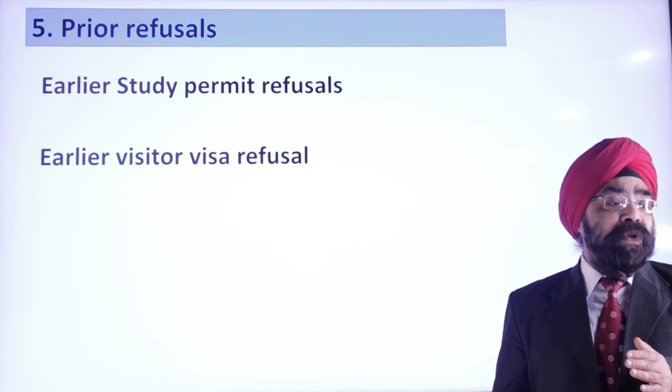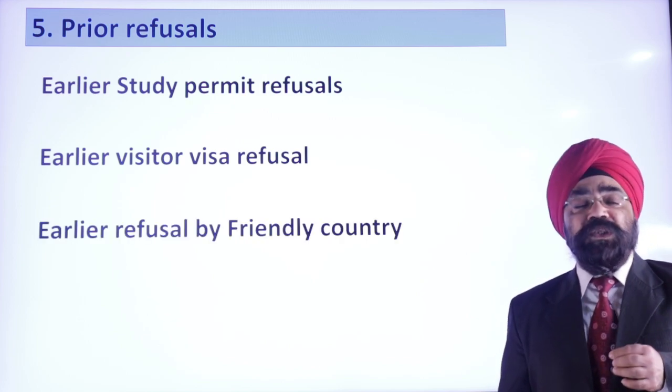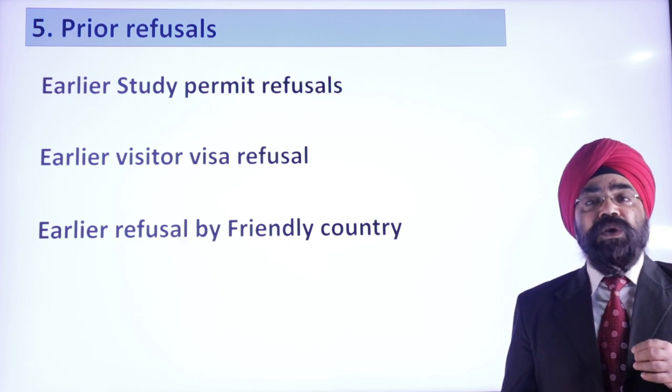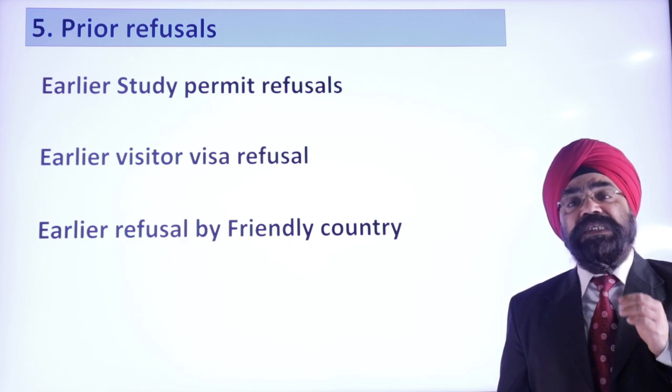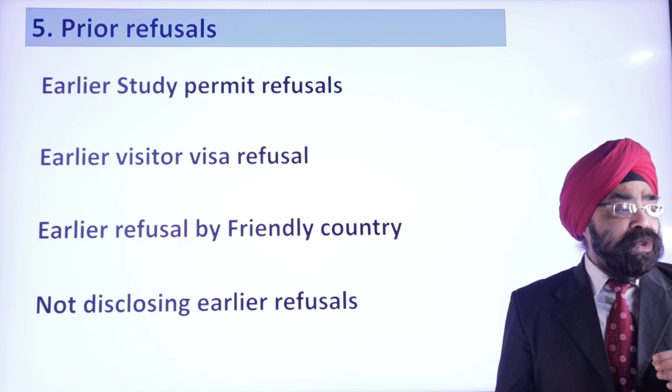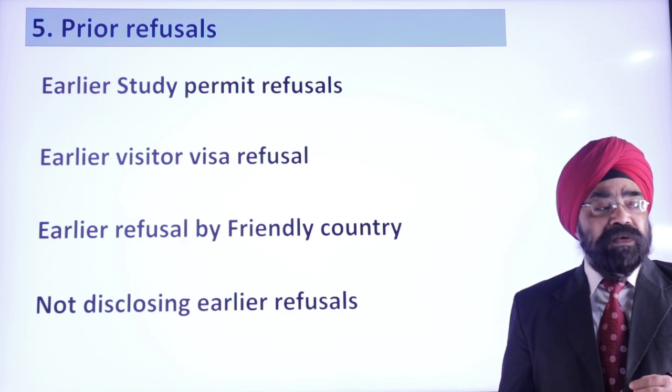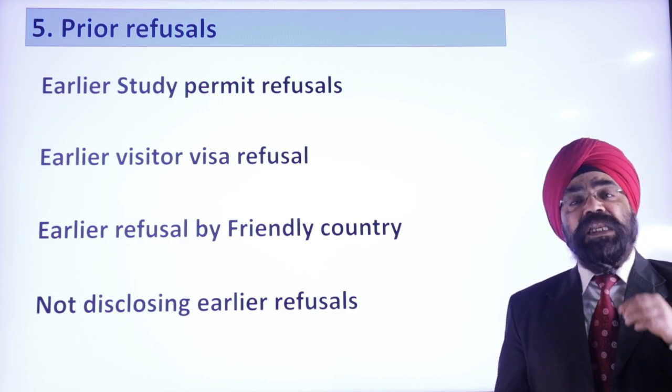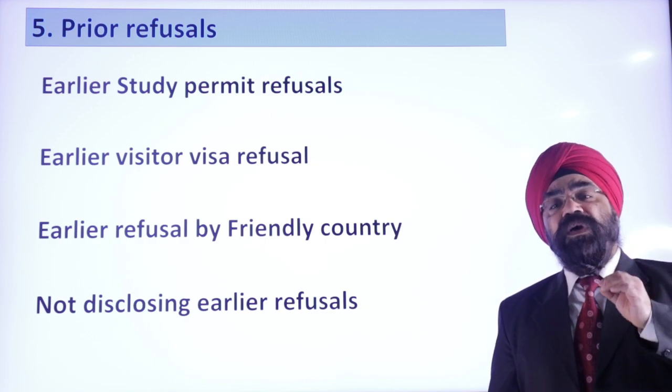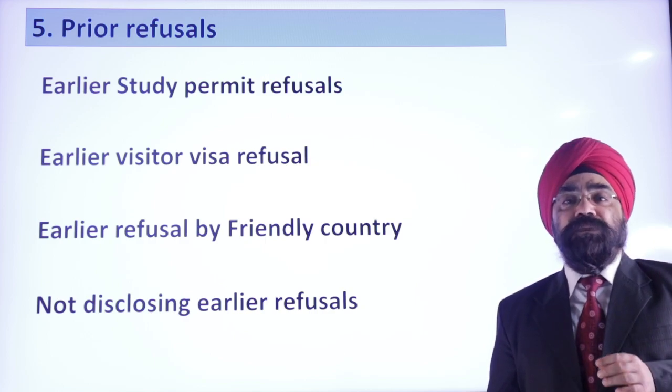It's very, very important, because if you don't do that, it will be a misrepresentation. Not disclosing earlier refusals is a crime. So you have to tell that information. Prior refusals increase the chances of another refusal. Simple.